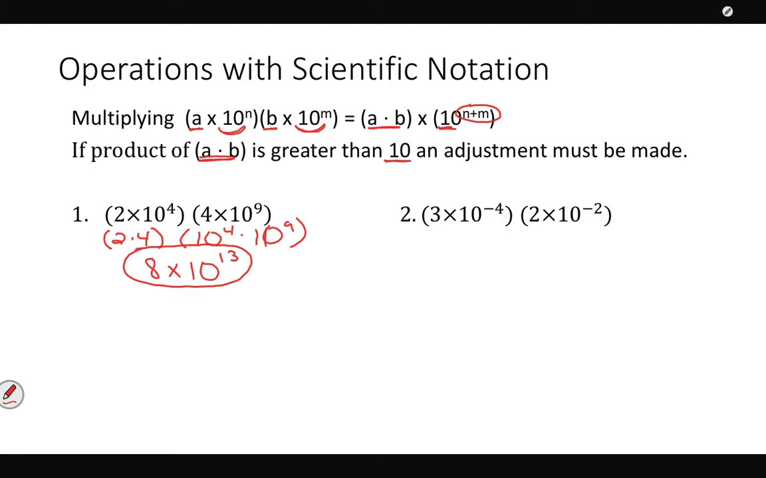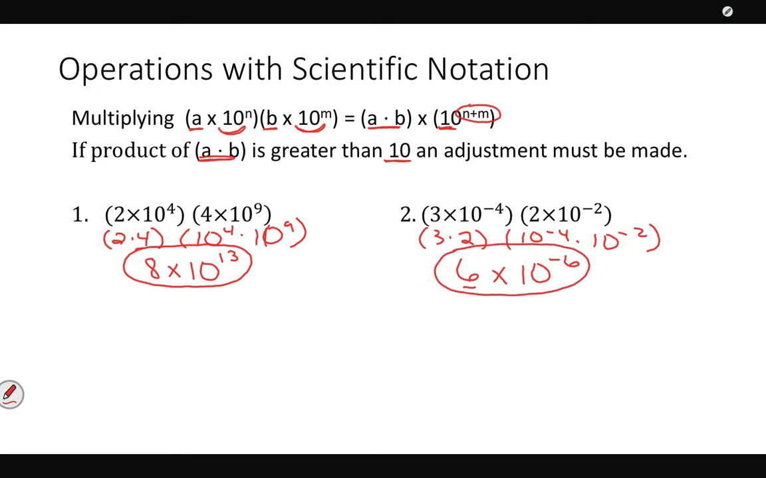Same thing on number 2 here. We take the 3 times the 2, take the 10 to the negative 4th times the 10 to the negative 2nd. 3 times 2 is 6 times 10. Negative 4 plus negative 2 is negative 6. Again, this 6 is between 1 and 10, so that's our final answer.